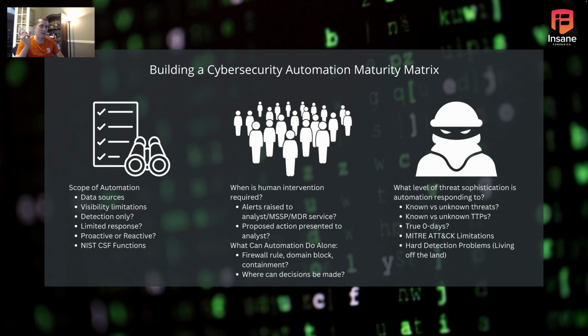And finally, the third area: what level of threat sophistication is it responding to? I've sat in a bunch of pitches where vendors say, we detect 0 days. And then you ask them how many 0 days they have actually detected, and the salesperson says, oh yeah, I'll have to get back to you on that. What is the true number of known versus unknown threats that you can detect? Or those tactics, techniques, and procedures? What is that MITRE ATT&CK coverage?